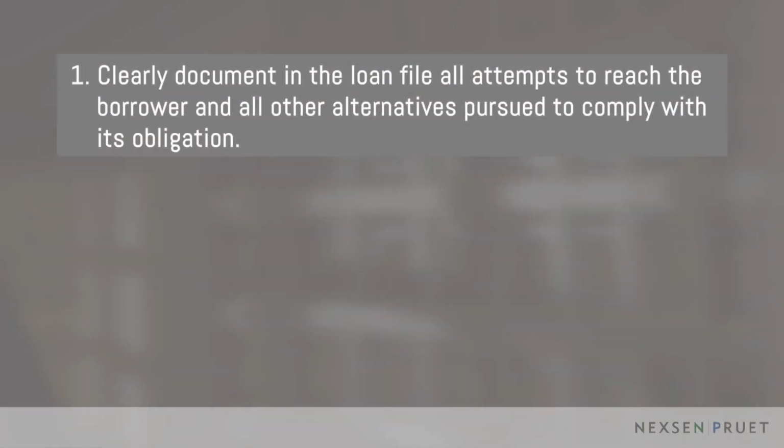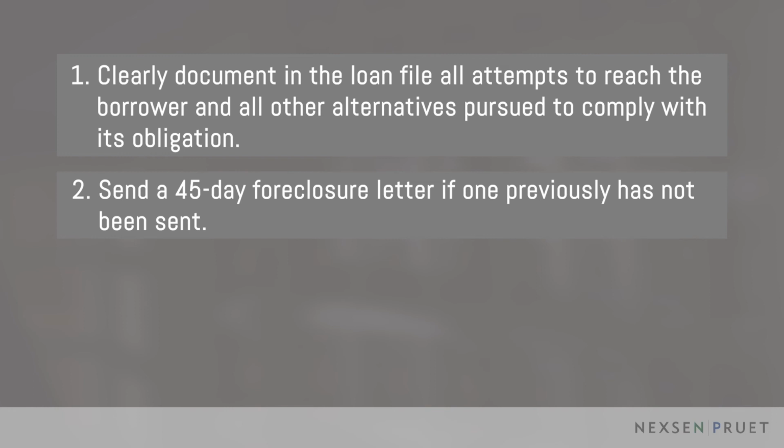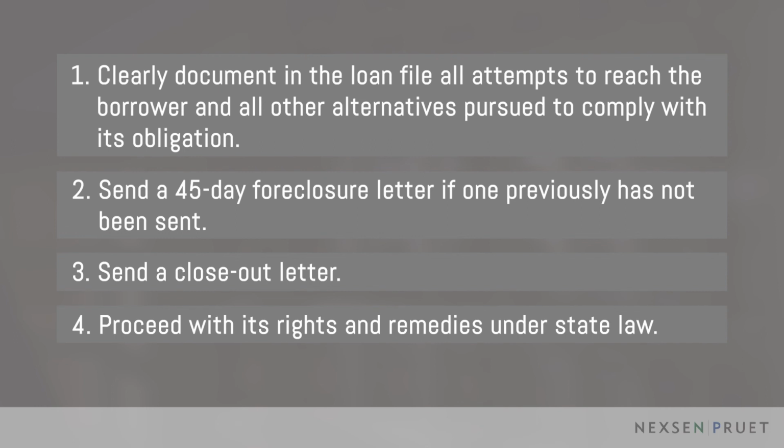If the borrower does not timely respond to a DLR notice, the association should, first, clearly document in the loan file all attempts to reach the borrower and all other alternatives pursued to comply with its obligation. Second, send a 45-day foreclosure letter if one previously has not been sent. Third, send a closeout letter indicating that borrower's rights have concluded. And fourth, proceed with its rights and remedies under state law.